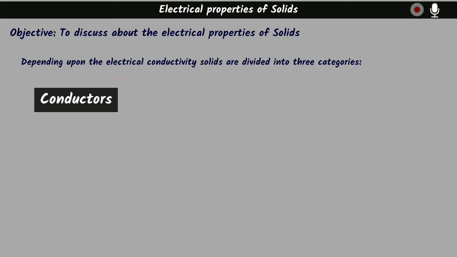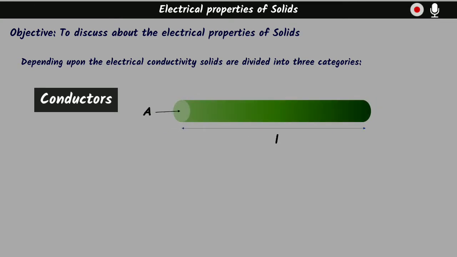So how can we know whether a solid is a good conductor or a bad conductor? We can quantify, or calculate, the conductivity of a solid by using an equation. In physics we already know the resistance of a wire. Suppose this is a wire having length small l, and the cross section area of that wire, or rod, or even cable, is capital A.